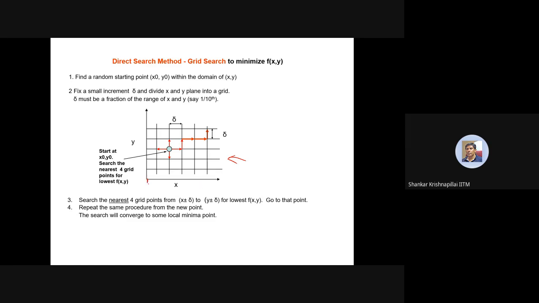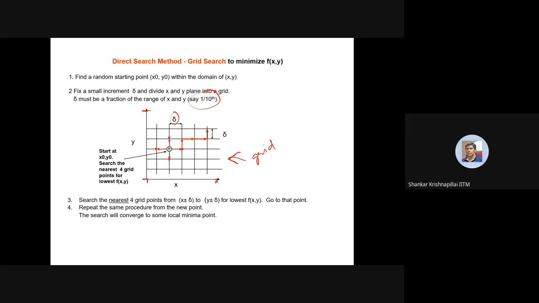Okay, from the range of x and the range of y, you divide the feasible region, the x, y feasible region, into a grid, and this value delta should be like 1/10 of the range of x or y. That is how we fix delta. Okay. Then the user has to start at a particular point, for example, this blue point. Okay, and he has to evaluate the value of the objective function at these 4 points.